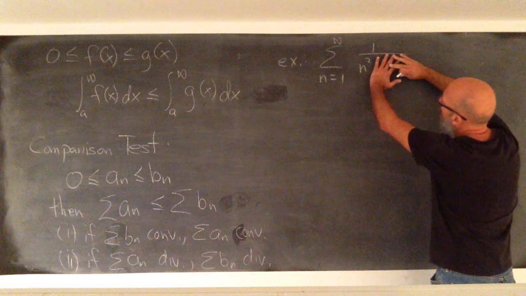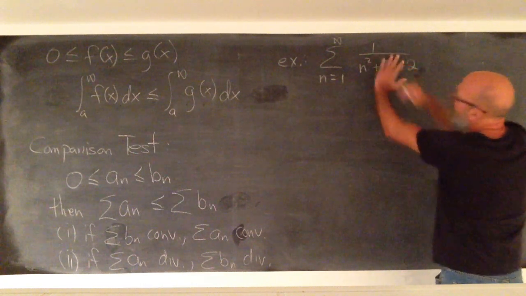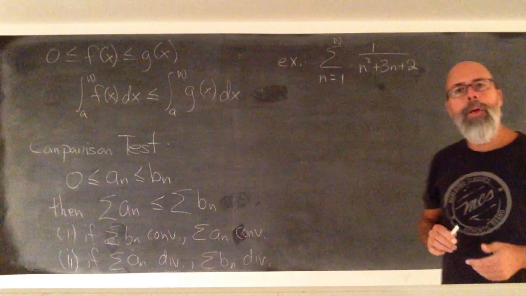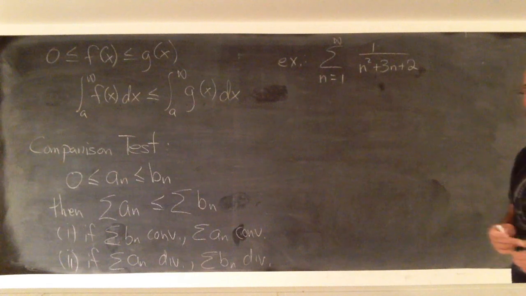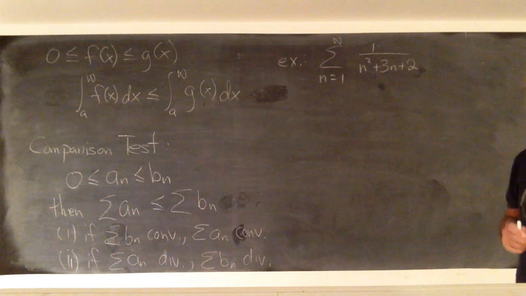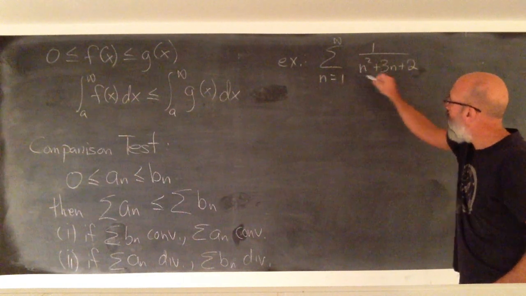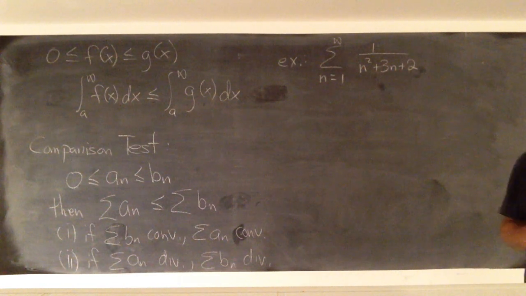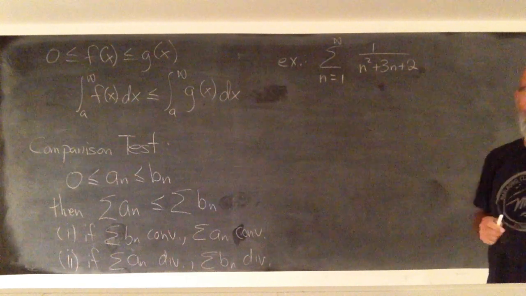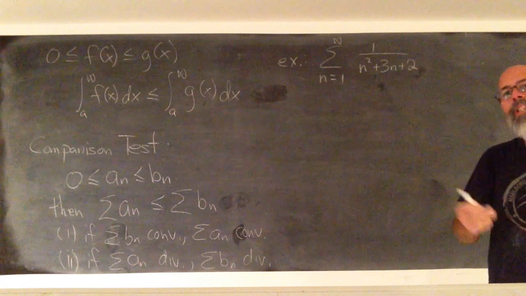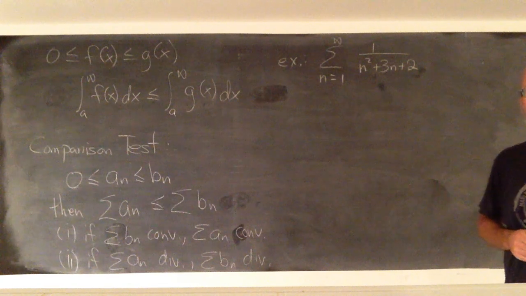Well, again, if the 3n plus 2 wasn't there, this would just be 1 over n squared. It would be a nice convergent p-series. So we're going to start with that idea, right? Because n squared is the dominant term in the denominator. So this is going to behave more or less like 1 over n squared. So we expect it to converge. Let's prove it now by the comparison test.